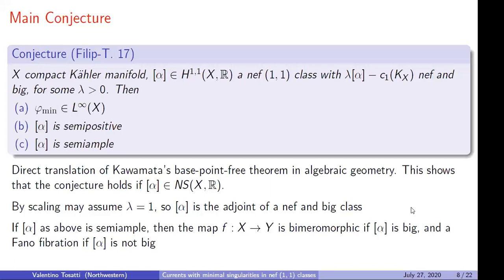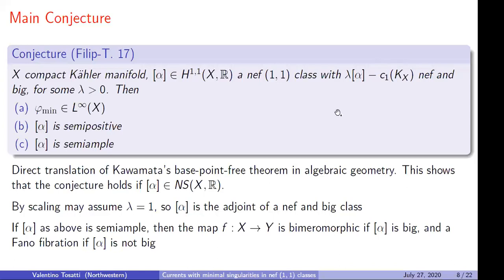Sorry, could I ask about the signs here? Do you mean lambda alpha minus c1 of X or c1 of Kx? Oh, did I flip it? I think it's c1 of Kx, right? What I said is, alpha equals Kx plus beta, where beta is FM big. Ah, I see, okay. Thanks. Yes, it's correct. I know that the signs of c1 of X and c1 of Kx are inverted, and that creates a lot of confusion, also to me sometimes. This one is the right sign. So alpha becomes the adjoint of a class which is FM big.